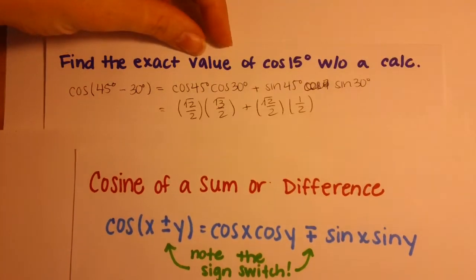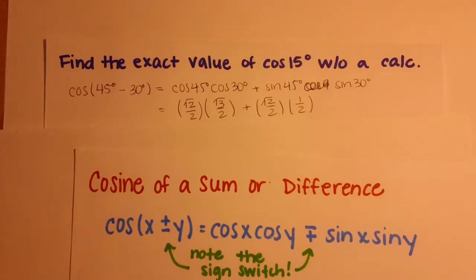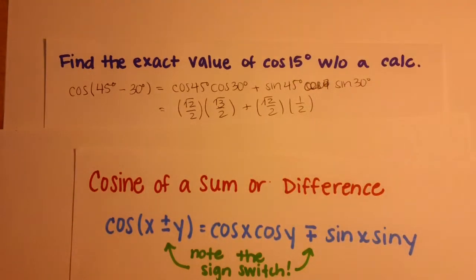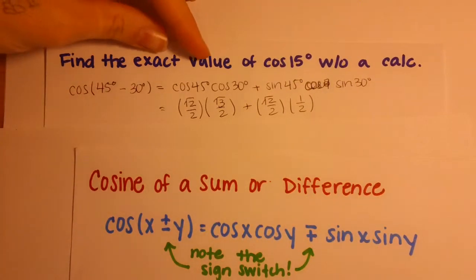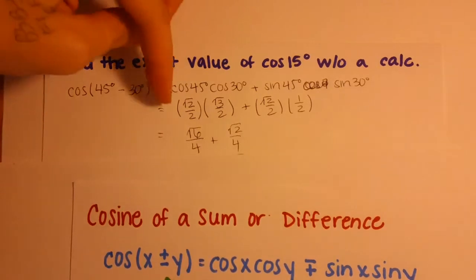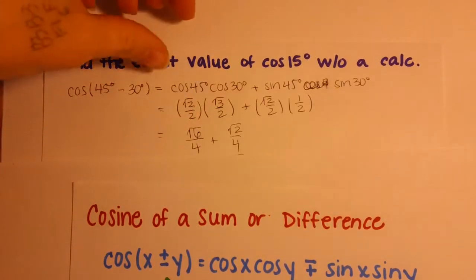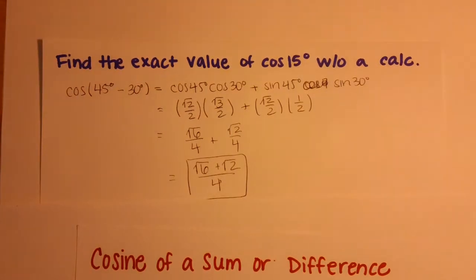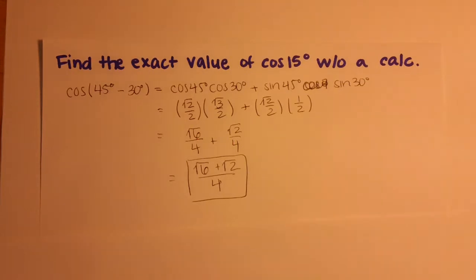And then we can evaluate using the square root of 2 over 2, square root of 3 over 2. Then our sine of 45 is square root of 2 over 2, and our sine of 30 is 1/2. We multiply these together, and we get square root of 6 over 4 plus square root of 2 over 4. There's no additional simplification that we can do here.